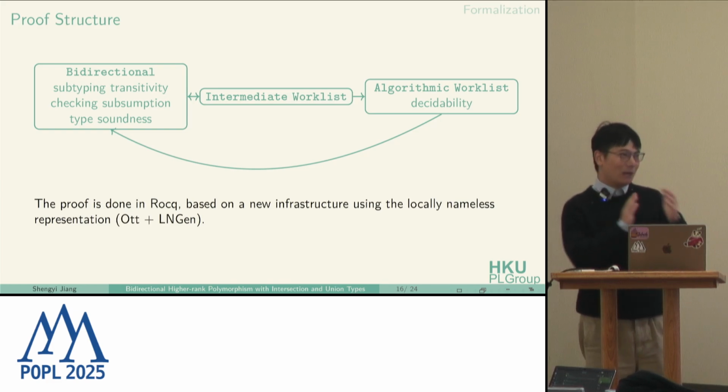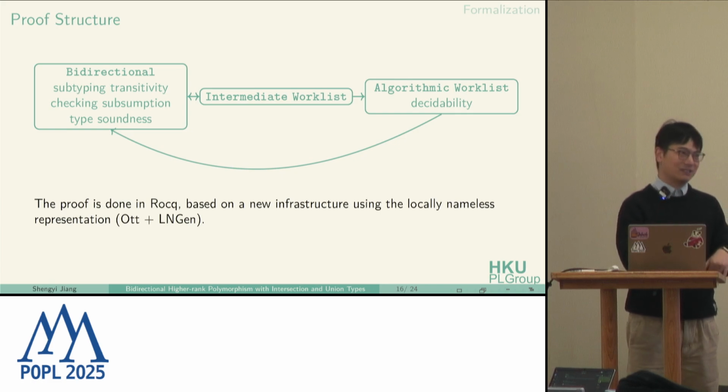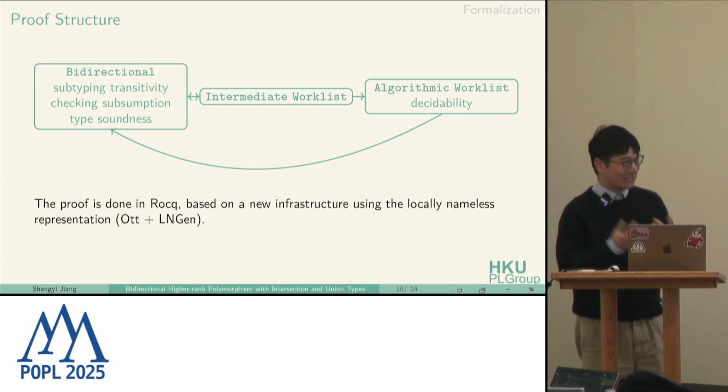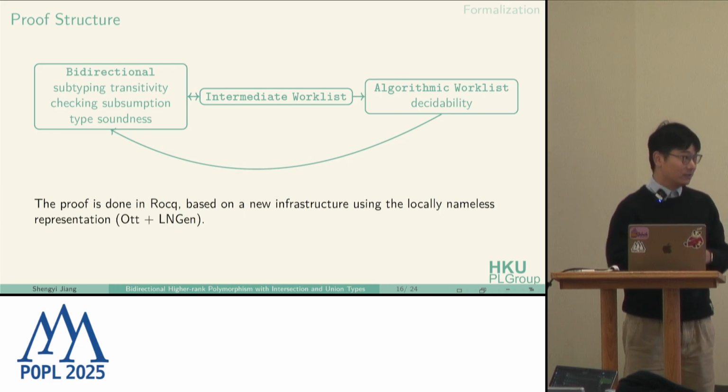So let's have a quick look at the formalization. One big difference is that previous works in this line of work usually use Abella. Abella has built-in support for bindings, so it's very easy to use in that sense. But we turn to Rocq, so we also need to use a new infrastructure based on the locally nameless style, and we use Ott and LNgen to achieve this.